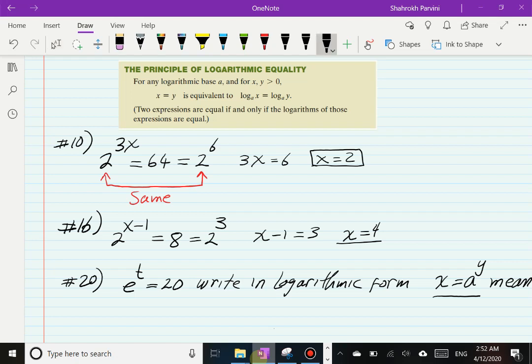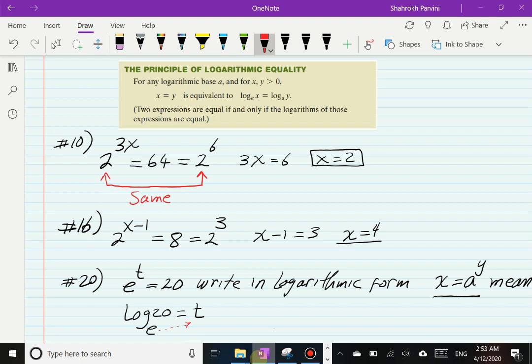It's going to become, remember, the base will be the base. The base in the exponent will be the base in the log. 20 goes in front of g, and t goes on the other side. And usually, again, the way I check is that e to the power of t should always look like that when you write it in logarithmic form. So this is the rewrite of just the expression.